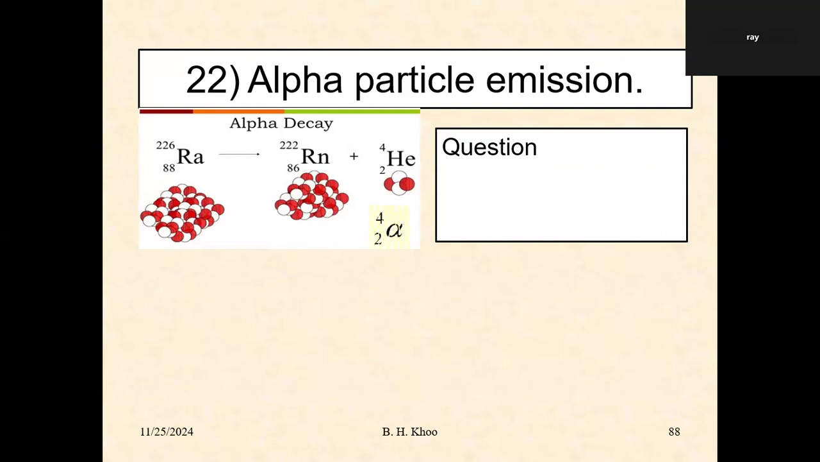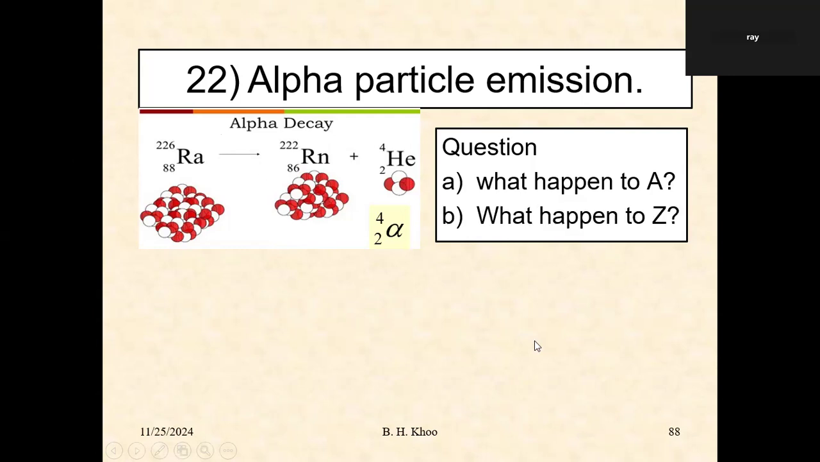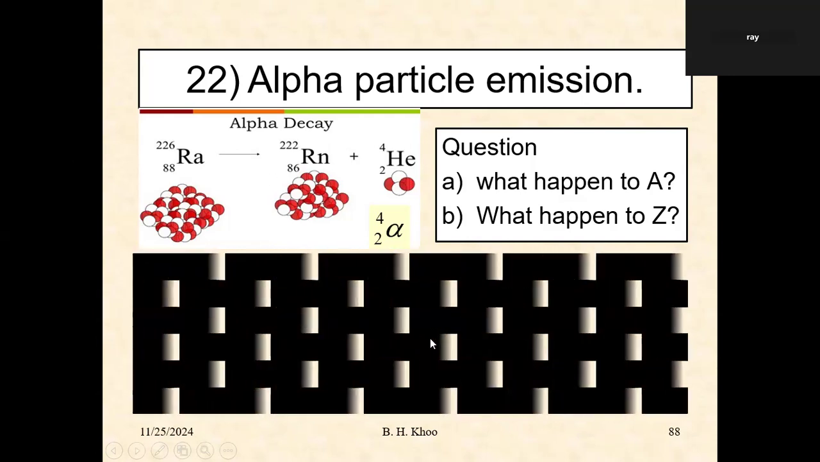Alpha emission question. What happened to the A, the nuclear number, in alpha decay? It decreases by 4. And then how about Z? It decreases by 2. That's all. You must memorize that.